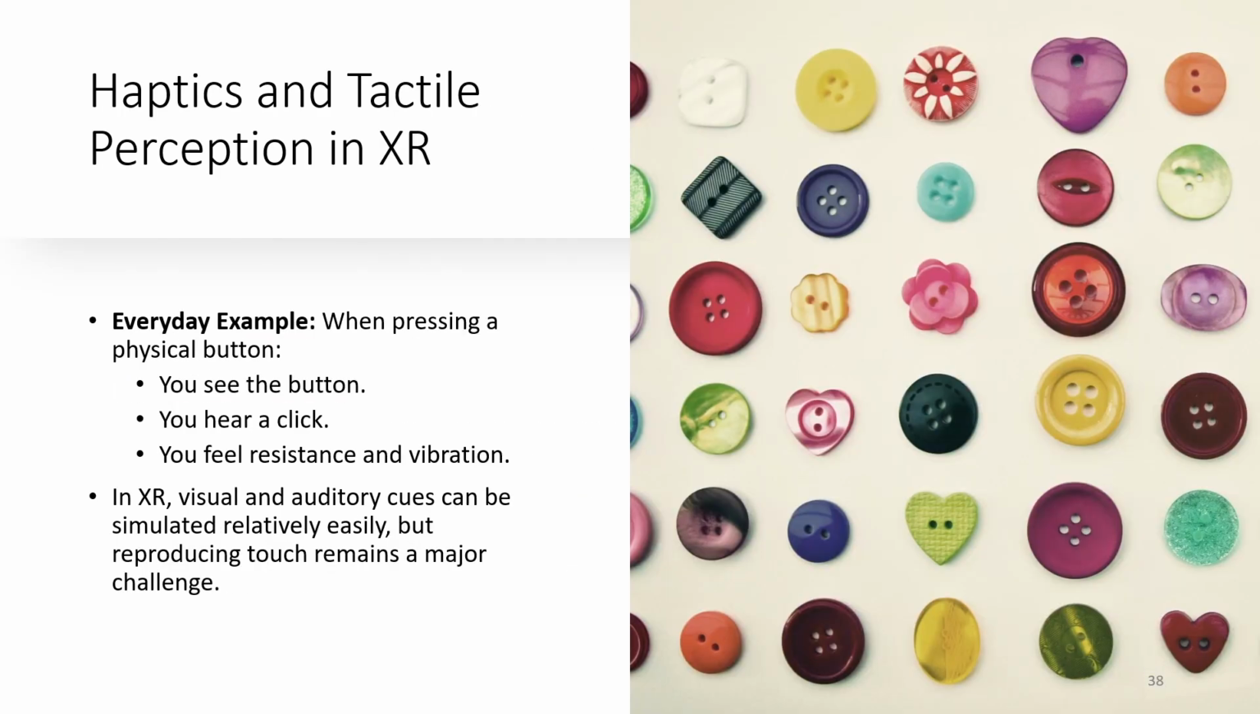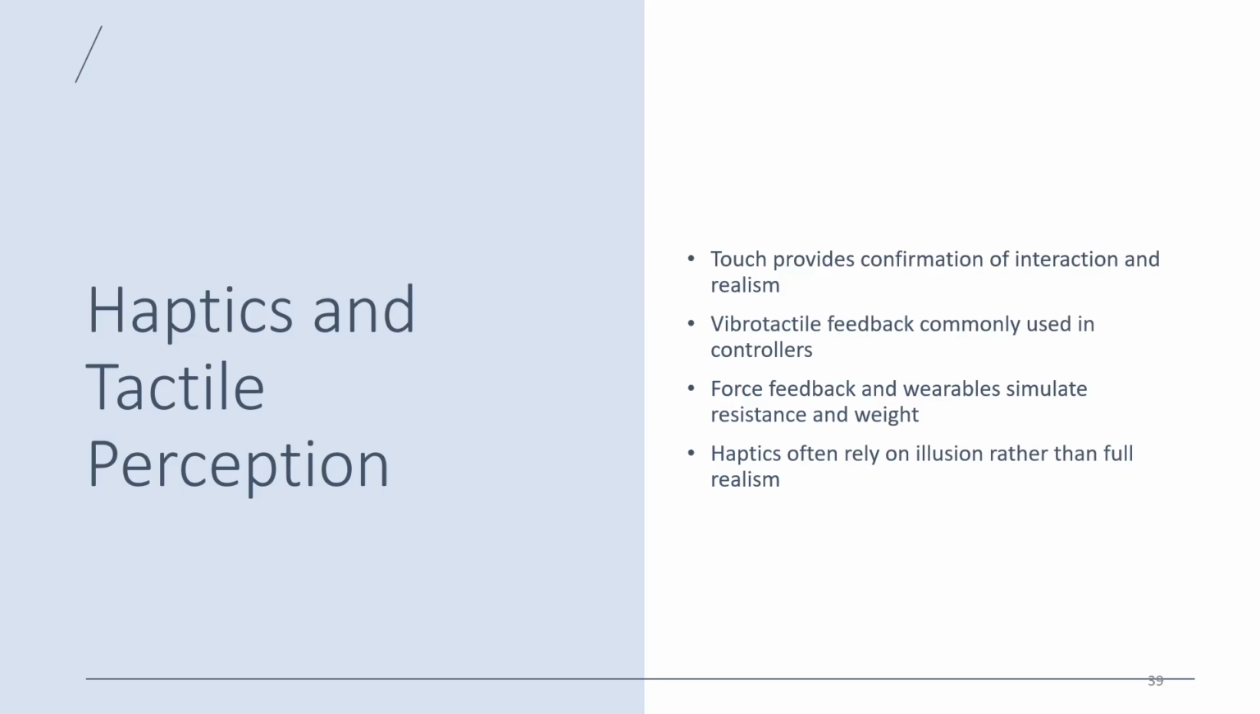For example, when we press a physical button, you see the button, you hear a click and you feel the resistance and vibration in the real world. In XR, visual and auditory cues are very easy to simulate compared to touch. So, touch remains a real challenge when it comes to XR. Touch provides confirmation of interaction and realism, and typically different types of feedback are used. For instance, vibrotactile feedback is delivered using controllers. You may also have force feedback or wearables that simulate resistance and weight, and these sorts of haptics usually rely on illusion rather than the full realism that you get in the real world.